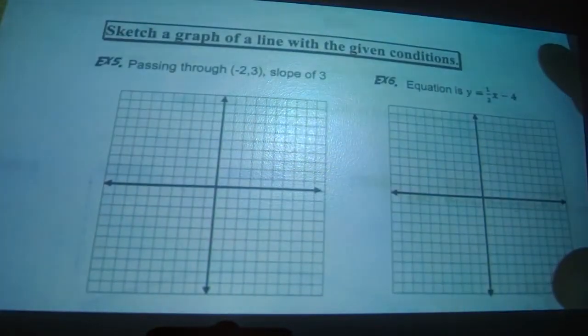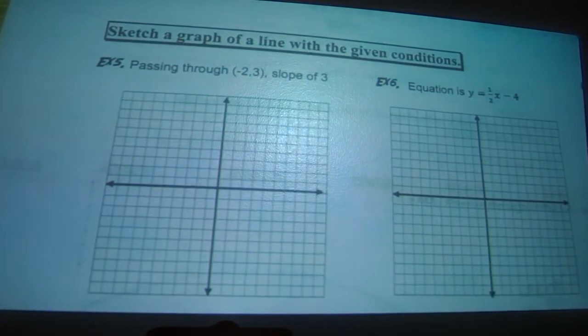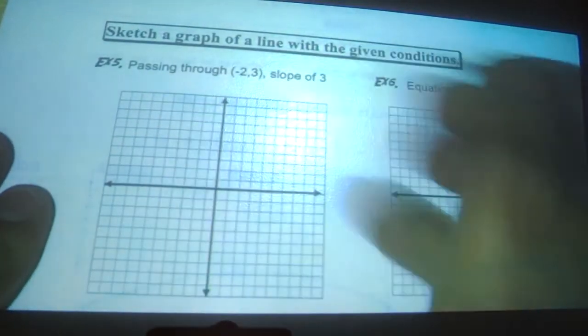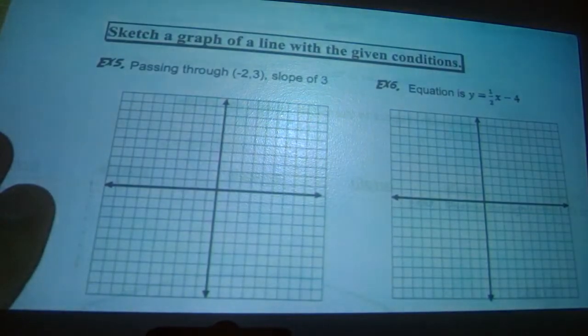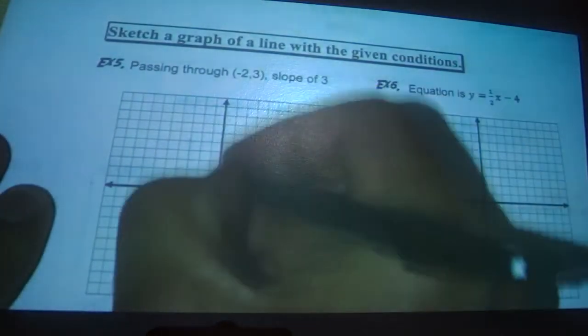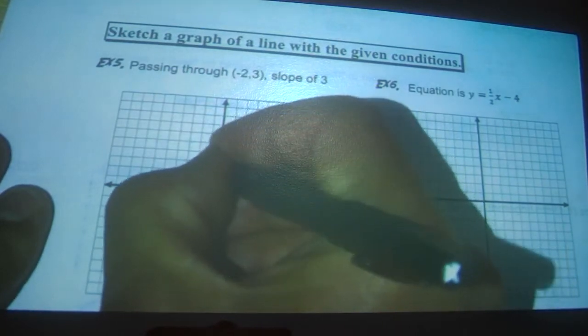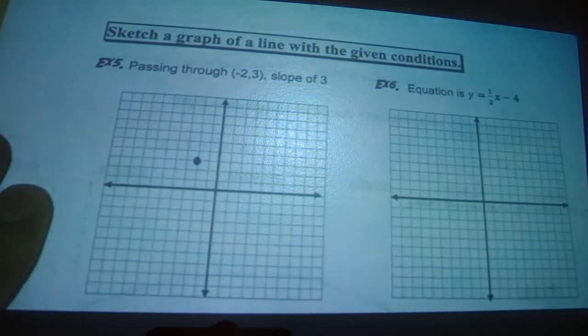Horizontal has zero slope. All right, let's do this. Some of the things you have to be able to do is graph. When I'm graphing, I have a point, -2, 3. On MyMathLab, you're going to plot that point at -2, 3. -2, 3 is in quadrant 2.